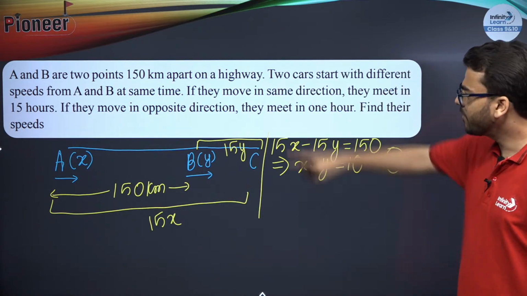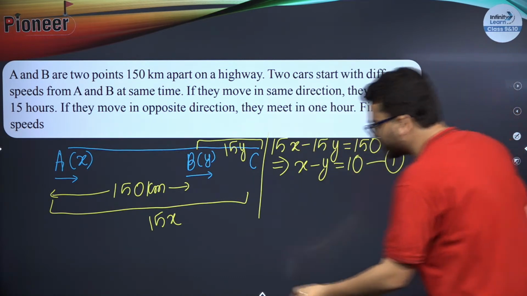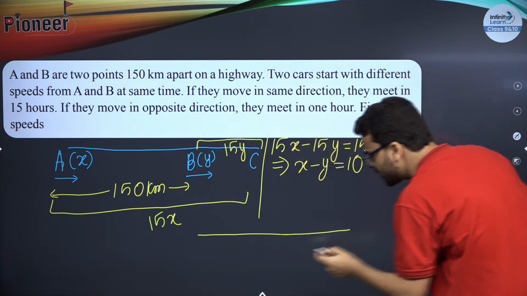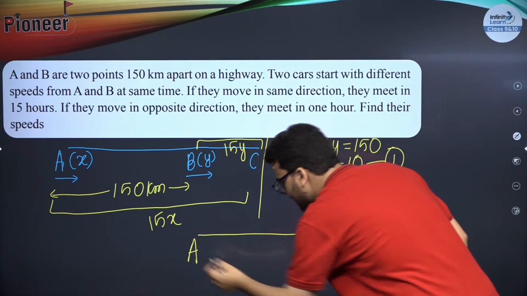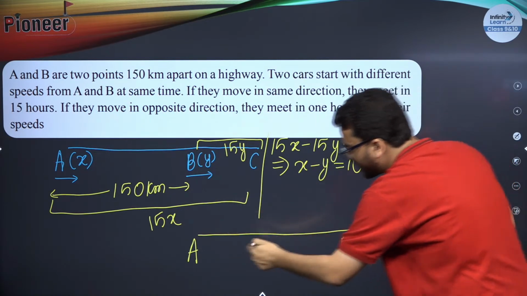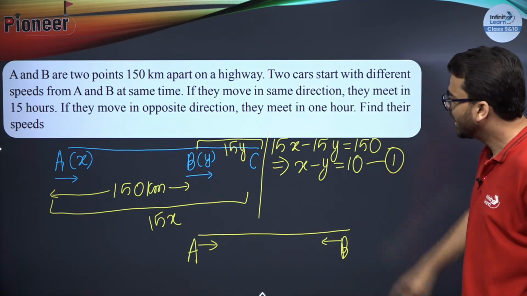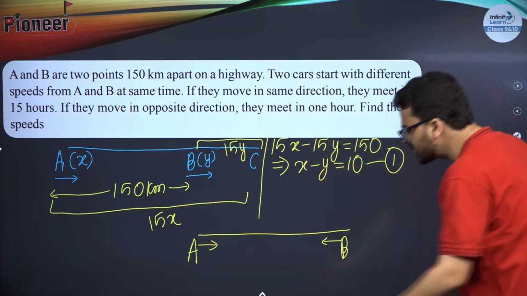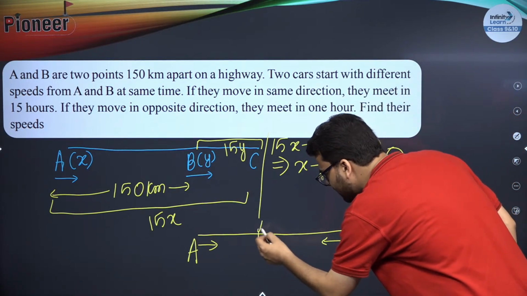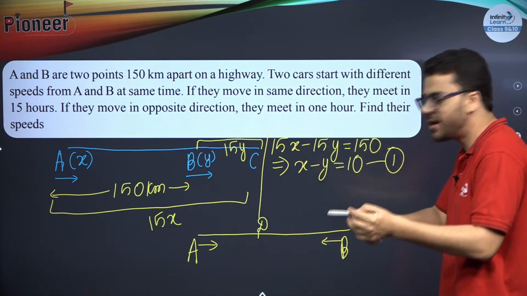Now the second part over here, if they move in the opposite direction. So again, I'll make the figure for you so that it is not confusing. Suppose this is the car starting from A, and the car starting from B. If they move in the opposite direction, it means this car is moving like this and this car is moving like this. They meet in 1 hour. So suppose they are meeting at this point, suppose D. Okay. So 1 hour, distance is equal to speed into time.